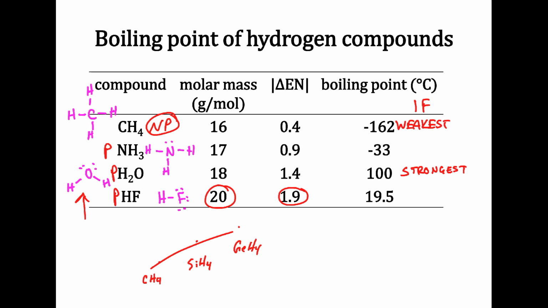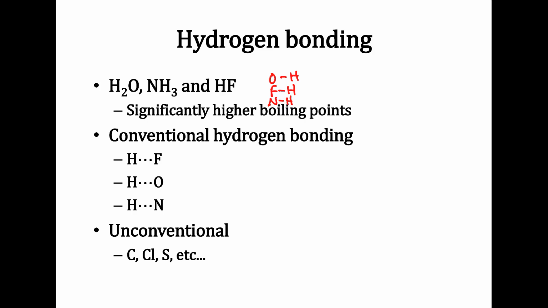We would see, if we had H2O here, then it would drop down to H2S, and then it keeps rising up. So it's really an exception for these three. And that's where hydrogen bonding comes into play.